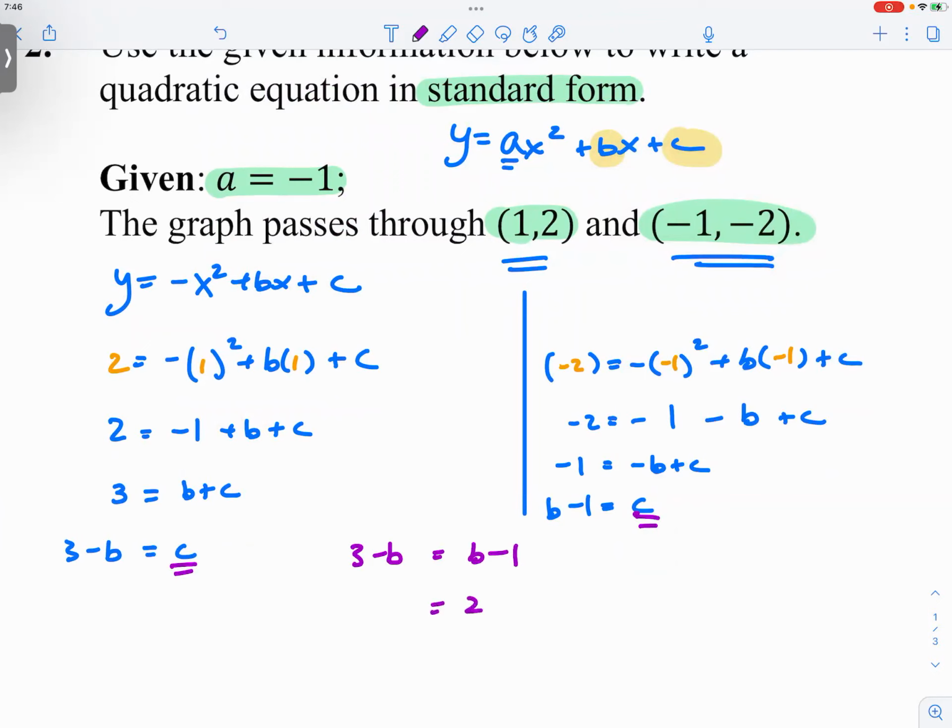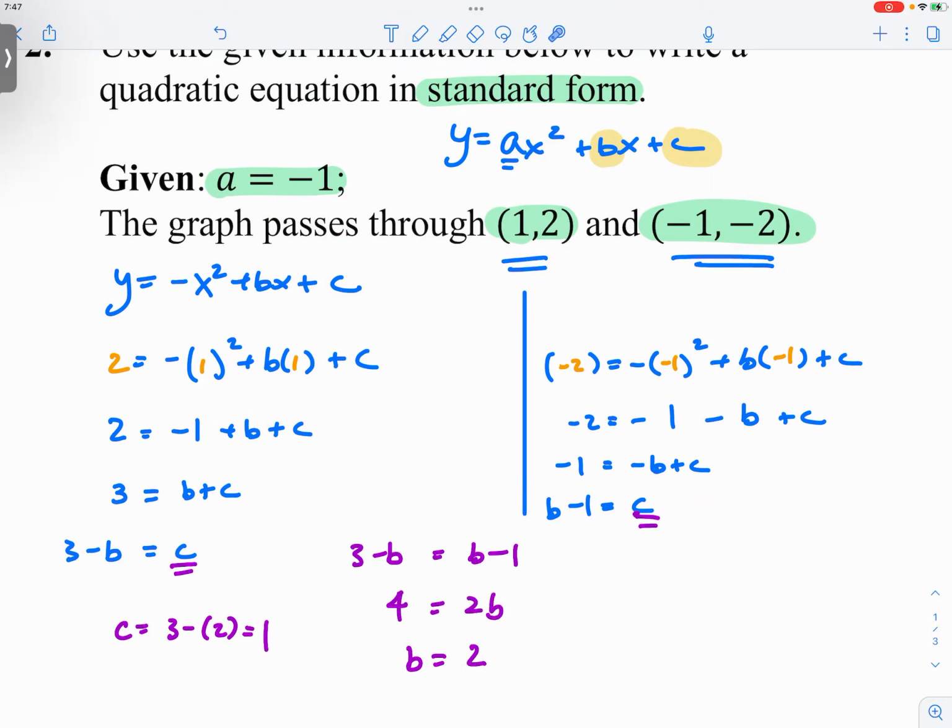And you combine like terms, you add b on both sides, so you get 2b. And then you add 1 on both sides, you get 4. And we'd say, oh, I know what b is. B is equal to 2. And if you know b is equal to 2, then c is equal to 3 minus 2, which is 1. Now you can use either equation to find out your c. It doesn't matter. It would both give you the same result.